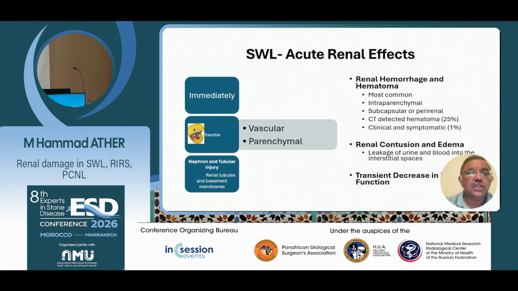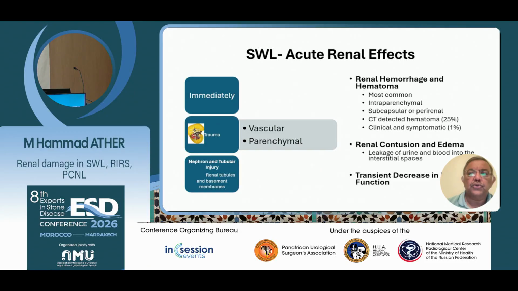Now, the acute effect of lithotripsy is seen immediately, and it is typically vascular or direct parenchymal injury. It results in nephronal and tubular injury, particularly to the basement membrane. Renal hemorrhage and hematoma is most common. It could be intraparenchymal, subcapsular, or perirenal. If you do a CT scan immediately after treatment, you will find that one quarter of patients would have some form of hematoma. However, it is clinically significant in only about 1% of the population.